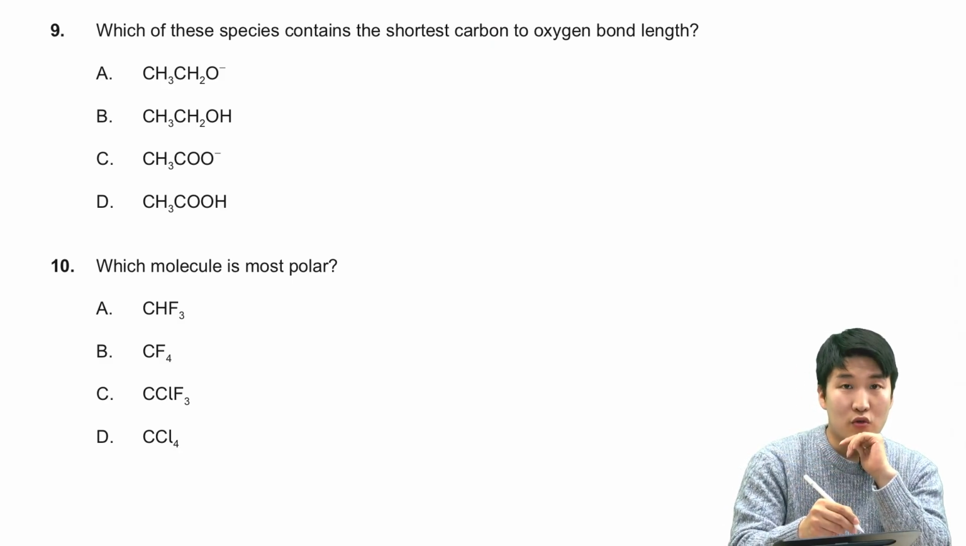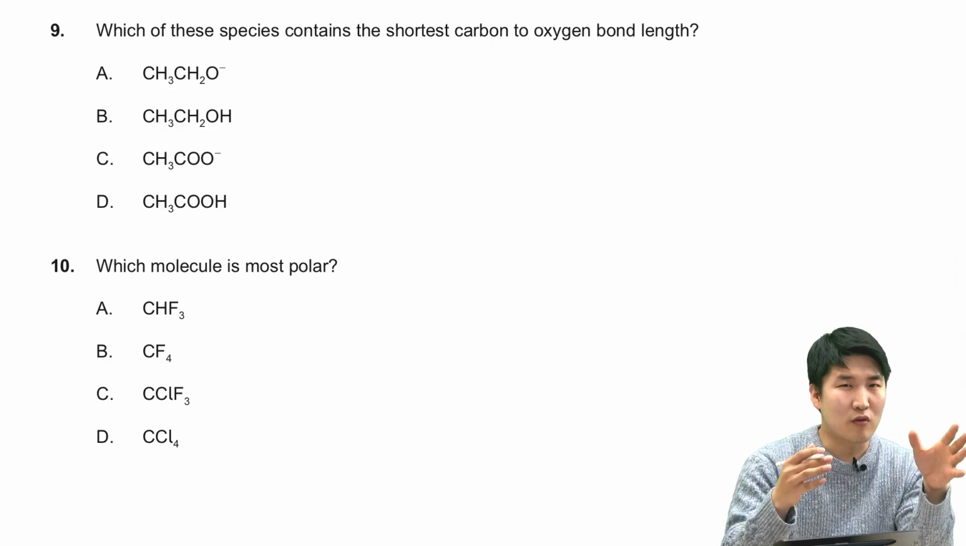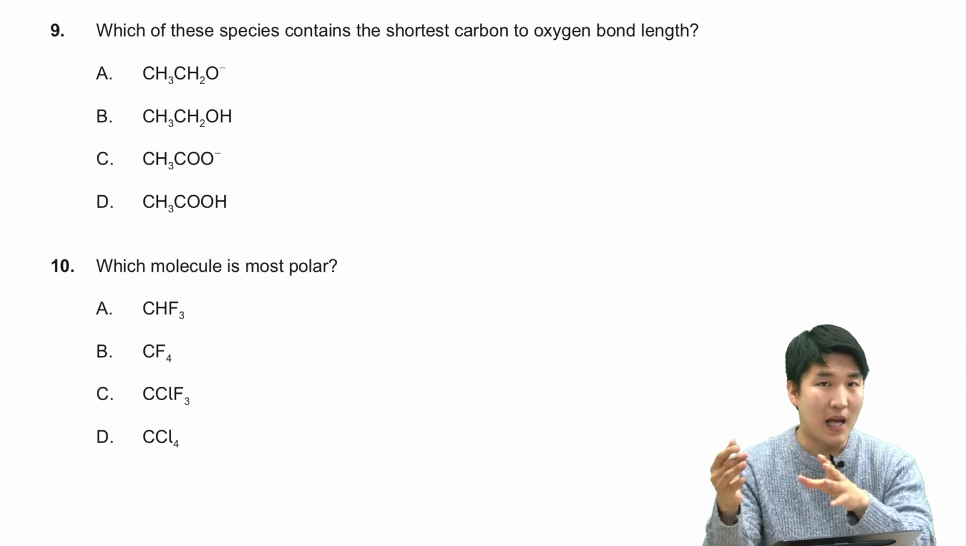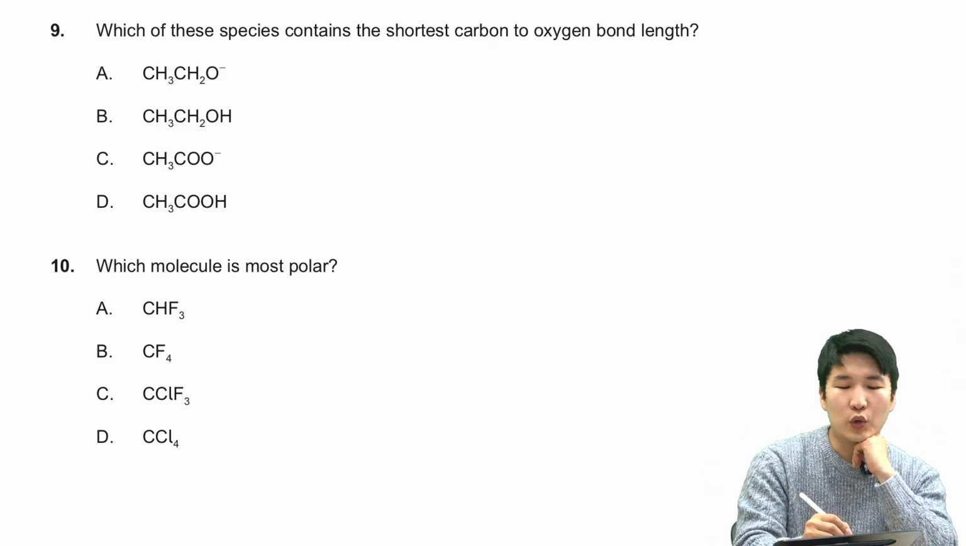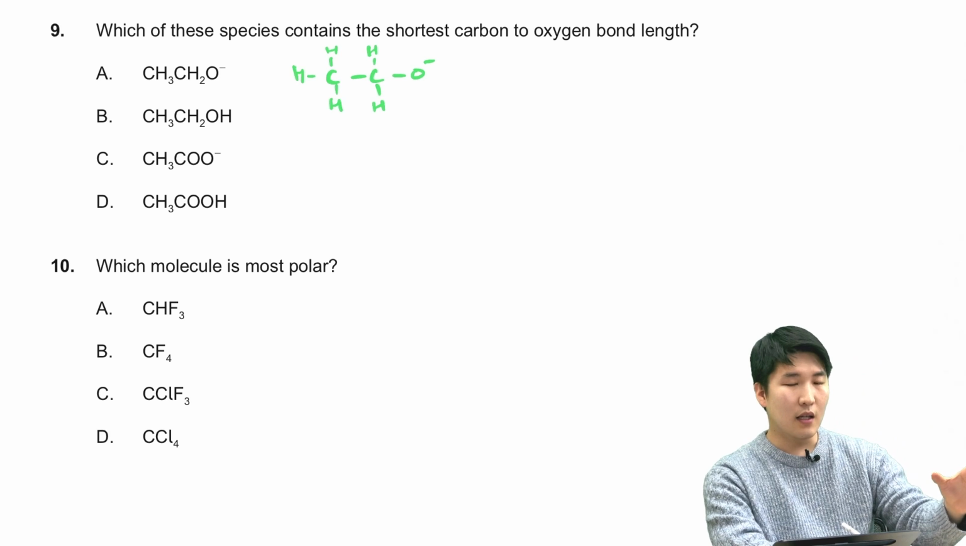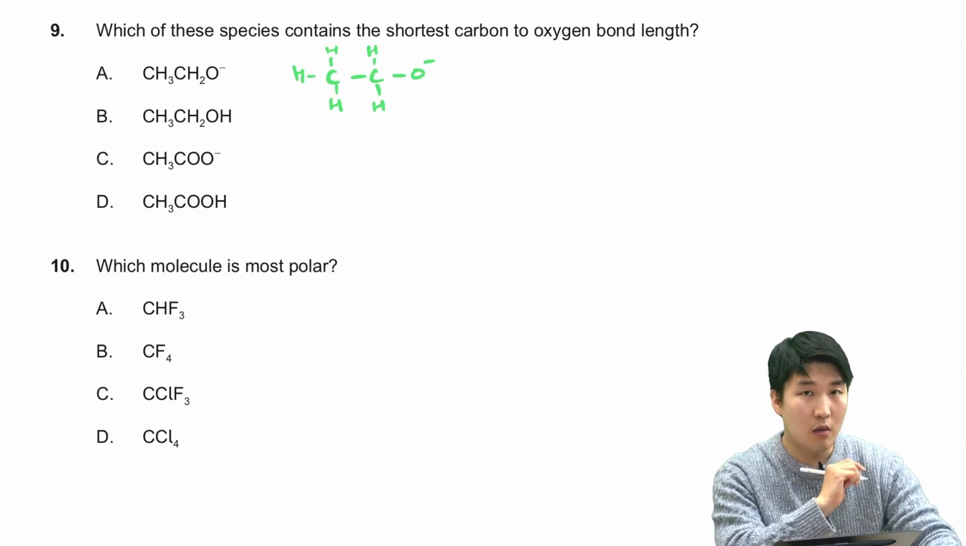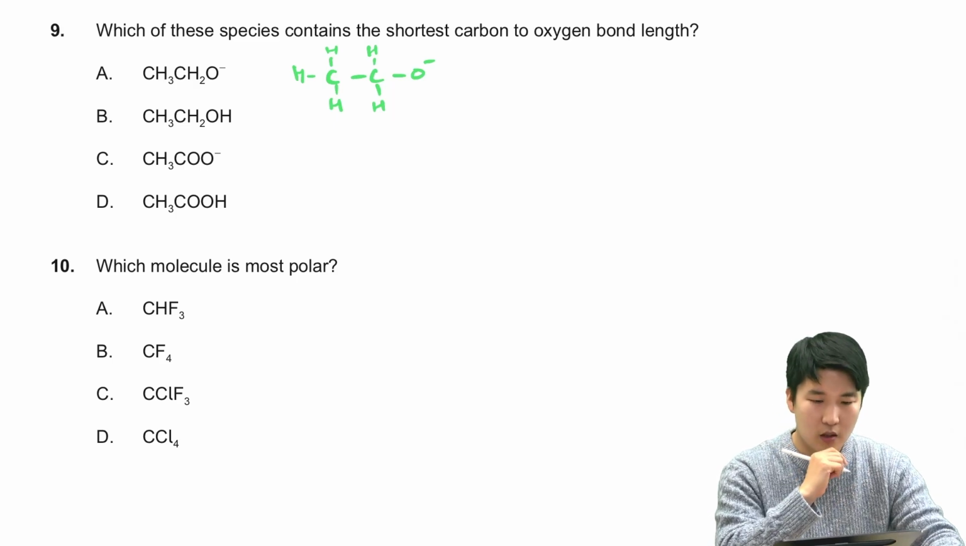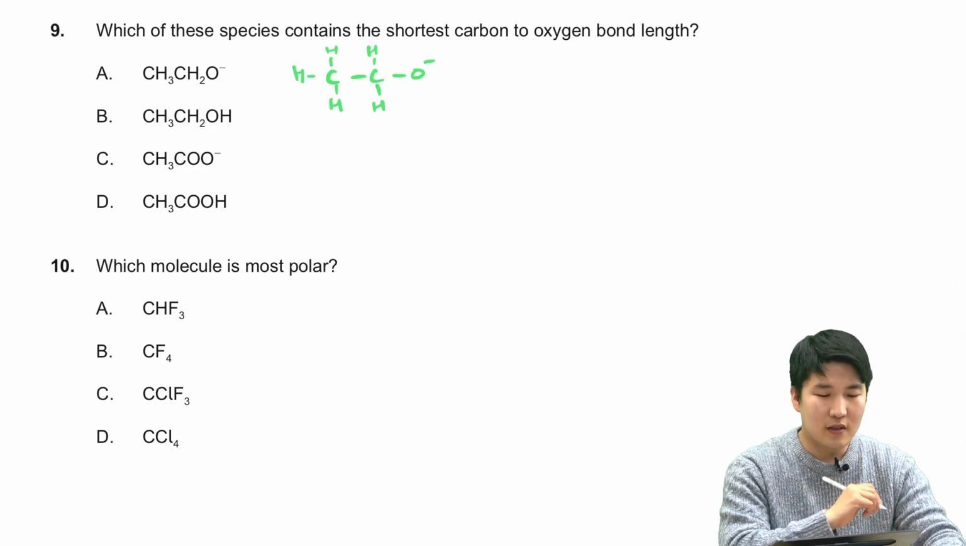We are given the condensed structural formulas, but if we draw them out, if we display them fully, we can create a displayed formula as is drawn right here, which means for option A, we are seeing a single carbon to oxygen covalent bond. This will be the longest.